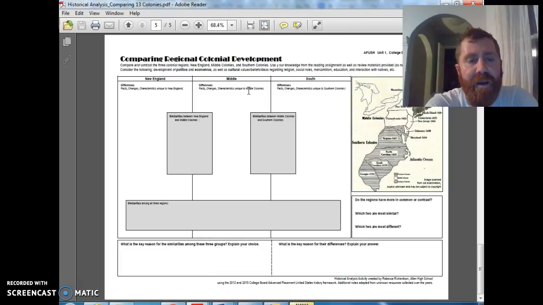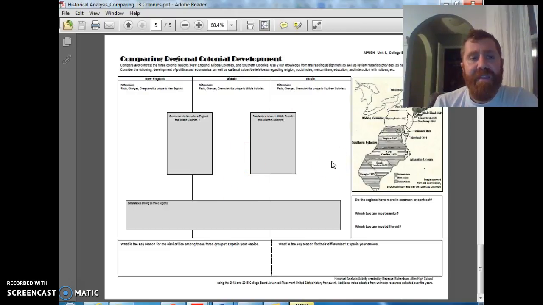These include characteristics dealing with geography, what types of groups of people are living there, religion, facts about their economy, key events that are happening in those regions, key people. Basically, you're compiling key evidence that is specific to each region.